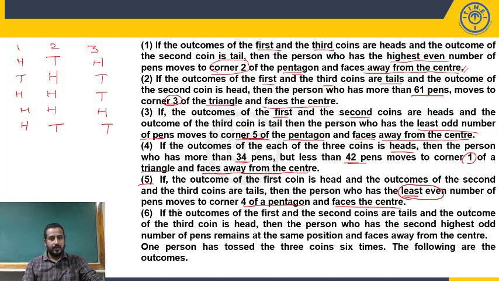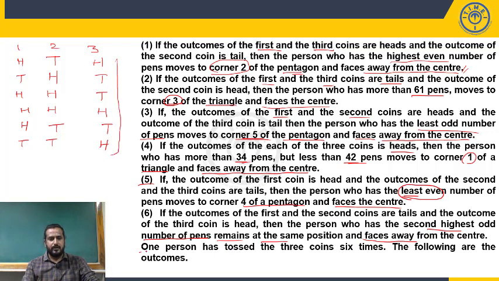Okay. Last one, what is the sixth outcome? If the outcome of the first and second coins are tails, and the outcome of the third coin is head, then the person who has the second highest odd number of pens remains at the same position. He is not moving to pentagon or triangle, he remains at the same position but faces away from the center. Okay. Now, what is given next? So, these are the 6 instructions we need to follow based on the outcome of the person.